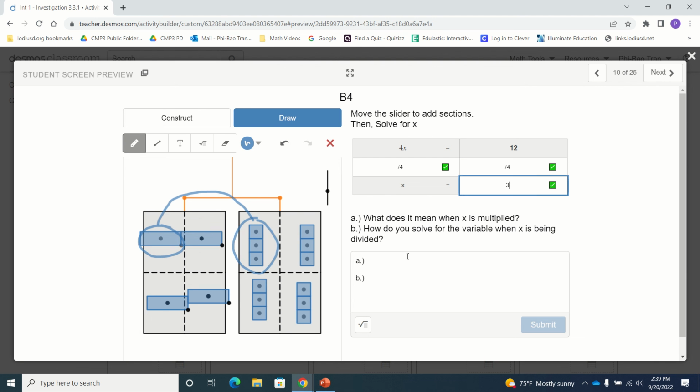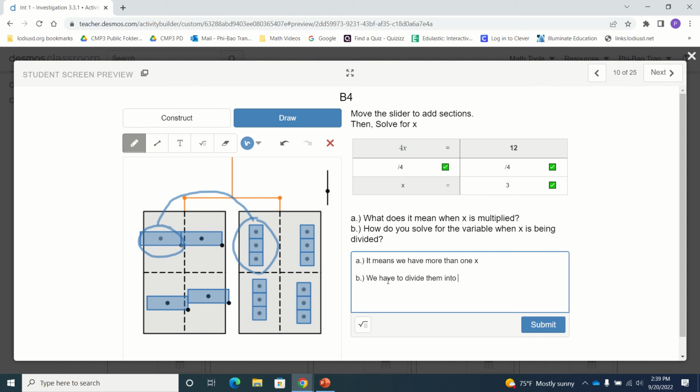So what does it mean when x is multiplied? It means we have more than 1x. And the way we solve it is we have to divide them into equal size groups.